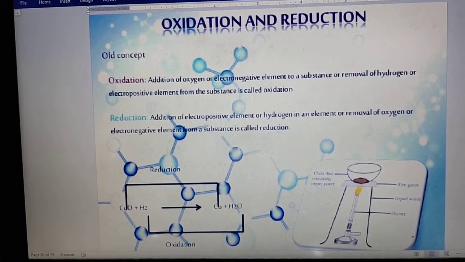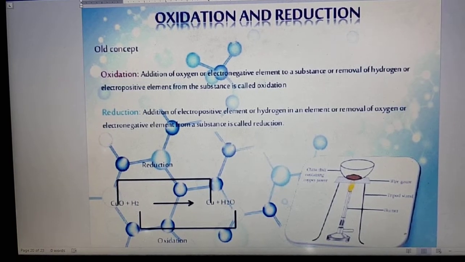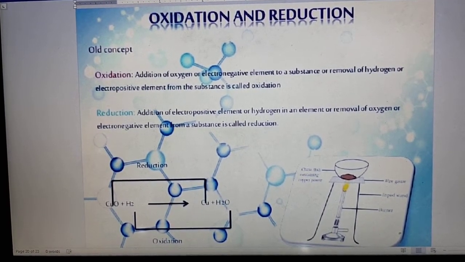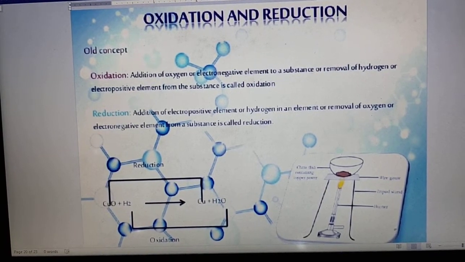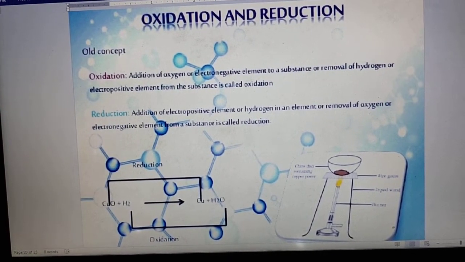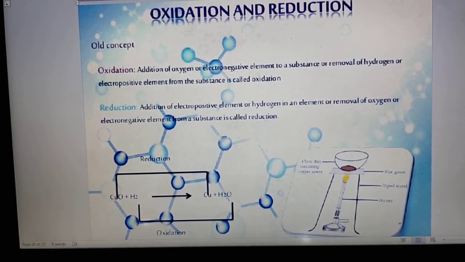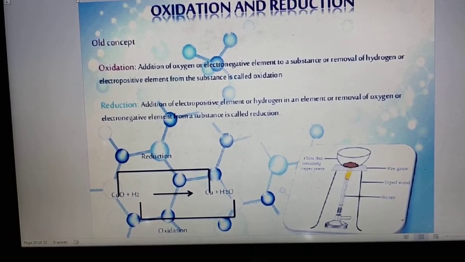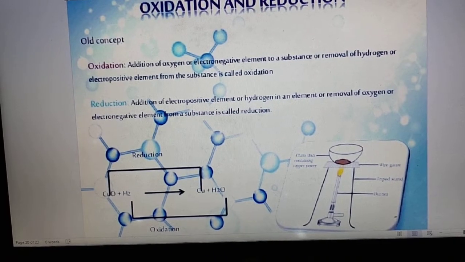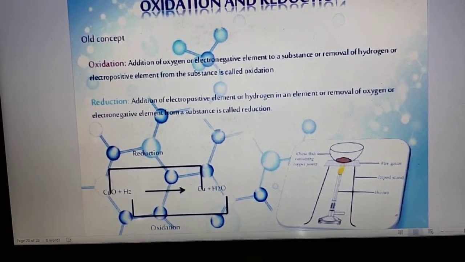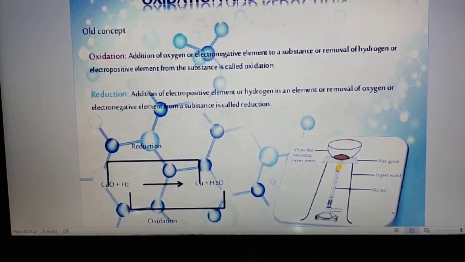On the basis of the old or classical concept, oxidation is the addition of oxygen or an electronegative element to a substance, or removal of hydrogen or an electropositive element from the substance. Reduction is the addition of an electropositive element or hydrogen to an element, or removal of oxygen or an electronegative element from a substance.